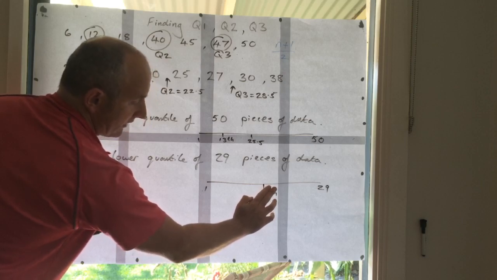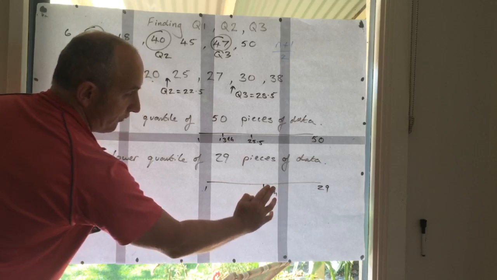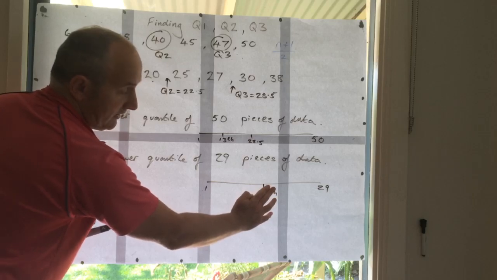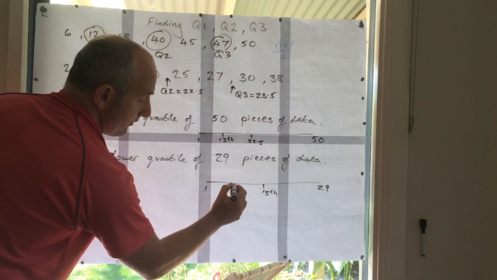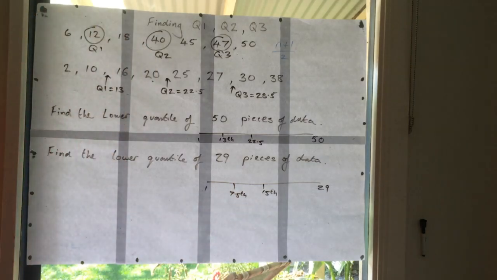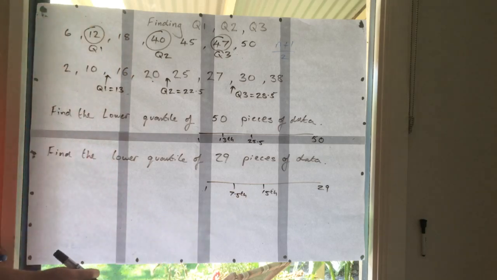So I cover this up. How many pieces of data to the left do I have? I've got 14 pieces of data. I add 1 and divide by 2. 14 plus 1 is 15, divided by 2 is 7.5. So the 7.5th piece of data is the lower quartile. So I'm looking at what is the 7th, what is the 8th, and I'm looking for the number in between.